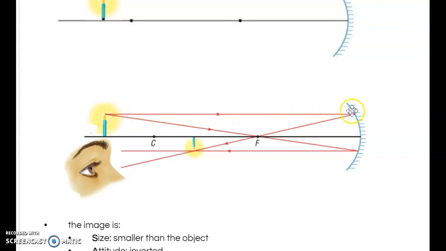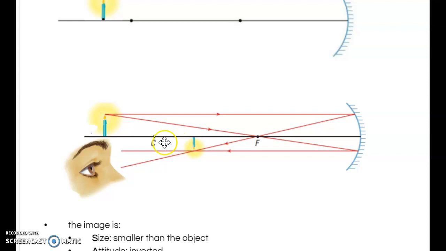Okay, and it hits the mirror, and we know that because of rule 1, this is traveling in a parallel fashion to the principal axis. So it's traveling parallel. We know that it's going to pass through F. We also know that a light ray that passes through F will bounce back and go parallel to the principal axis. So whenever you're drawing an image in a concave mirror, you always have to have one parallel to the principal axis, and one going through F.